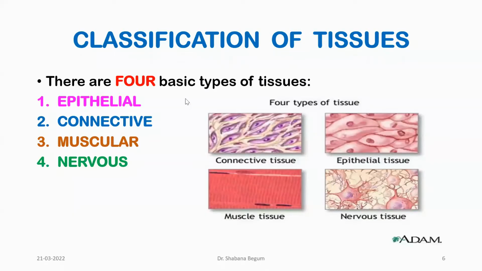Now, there are four basic types of tissues: the epithelial tissue, connective tissue, muscular tissue, and the nervous tissue. The epithelial tissue forms the lining of the organs. It is basically for protection. The connective tissue connects other tissues together. The muscular tissue is for contraction, and the nervous tissue is for nerve impulse conduction.